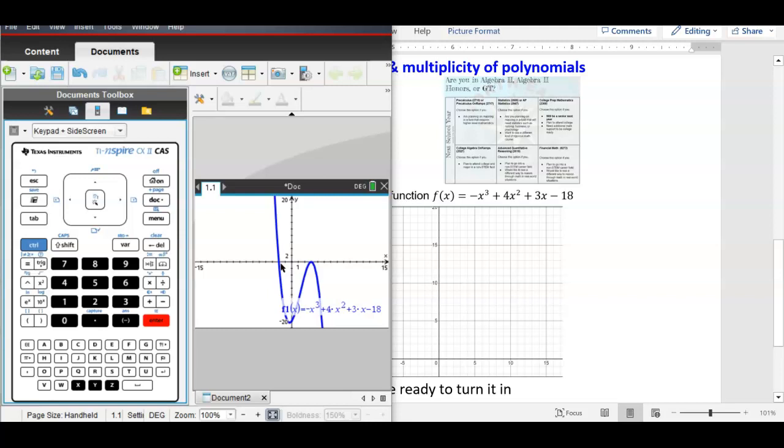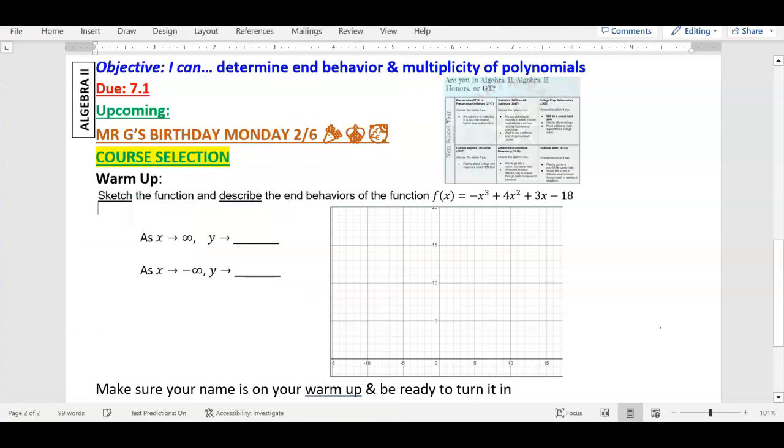Right now, as x goes to the right to positive infinity, what's happening? See how the graph's going down to negative infinity. So on your warm-up, you want to do a little sketch of this. Does everyone see that graph? We're going to do a little sketch real quick. It's not going to be perfect, but there you go.